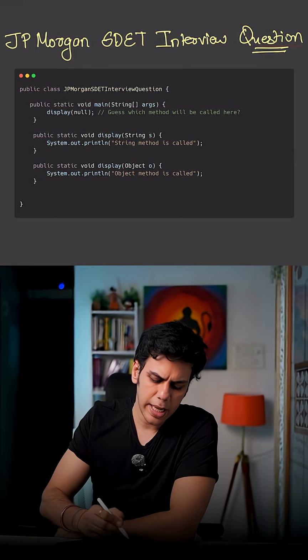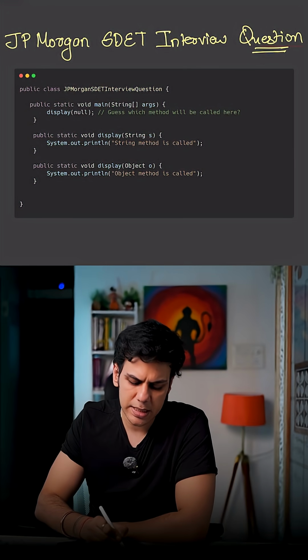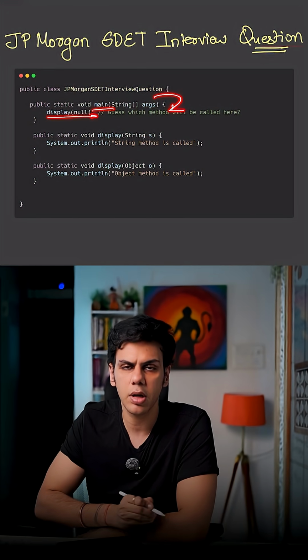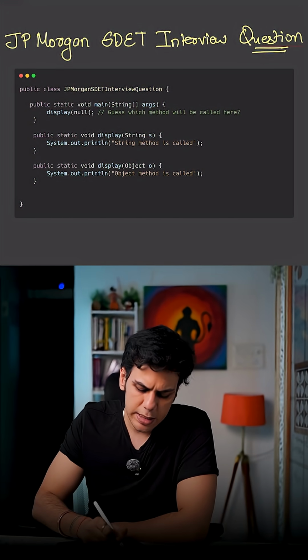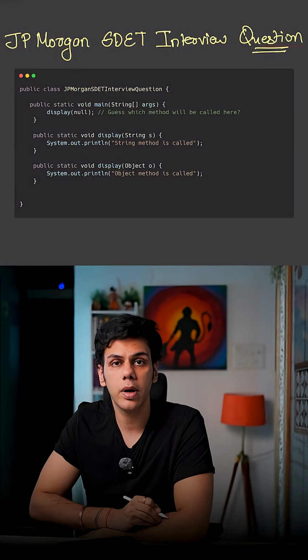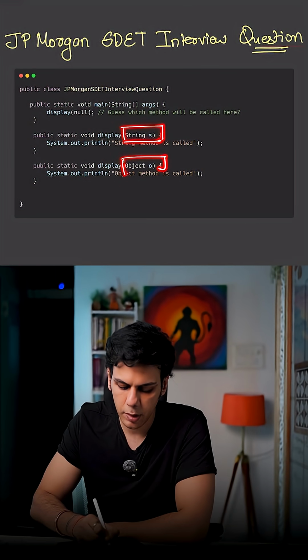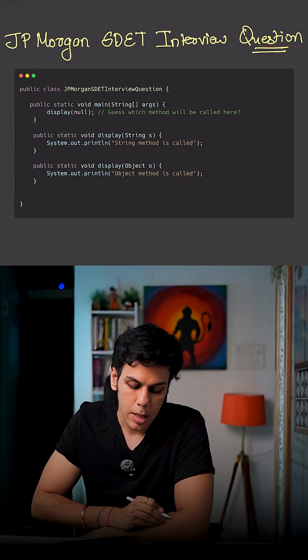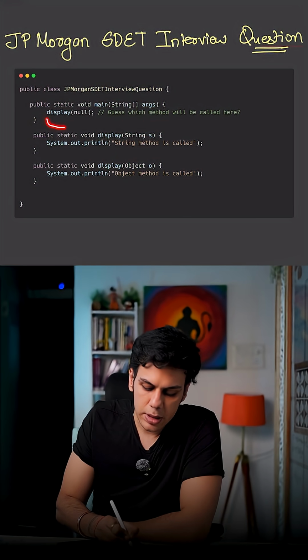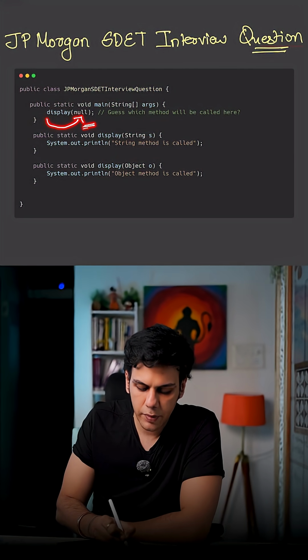Over here, guys, we have been given a class which has a main method, and internally it calls the display method. Now, display method over here, guys, is an overloaded method because at one end we are passing string and the other end we are passing object. All right. Now, over here to this display method, we are giving null.